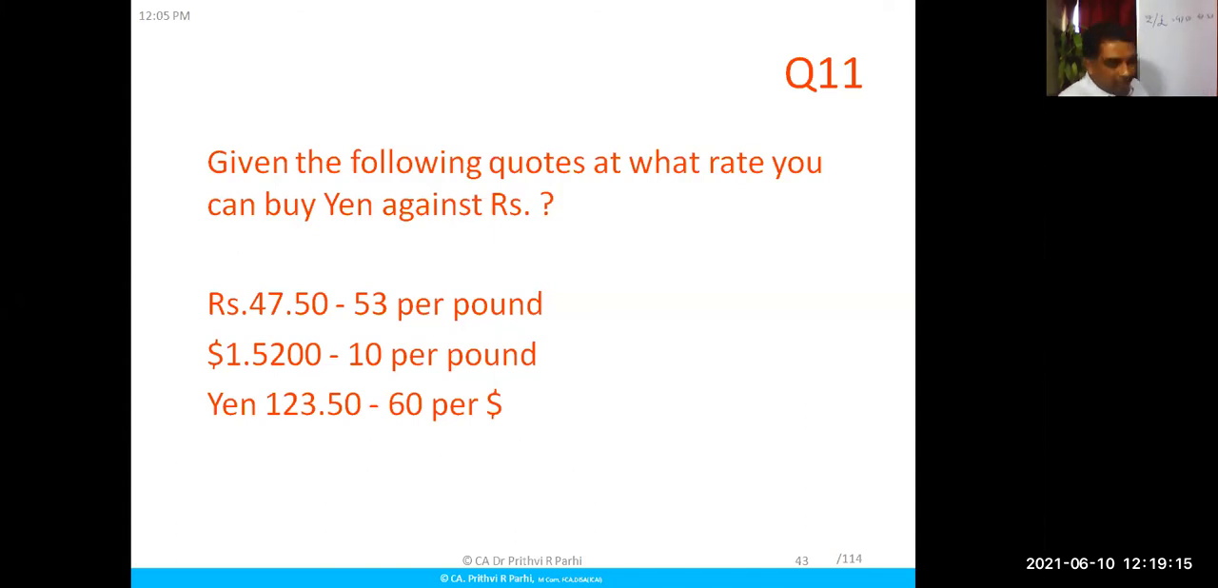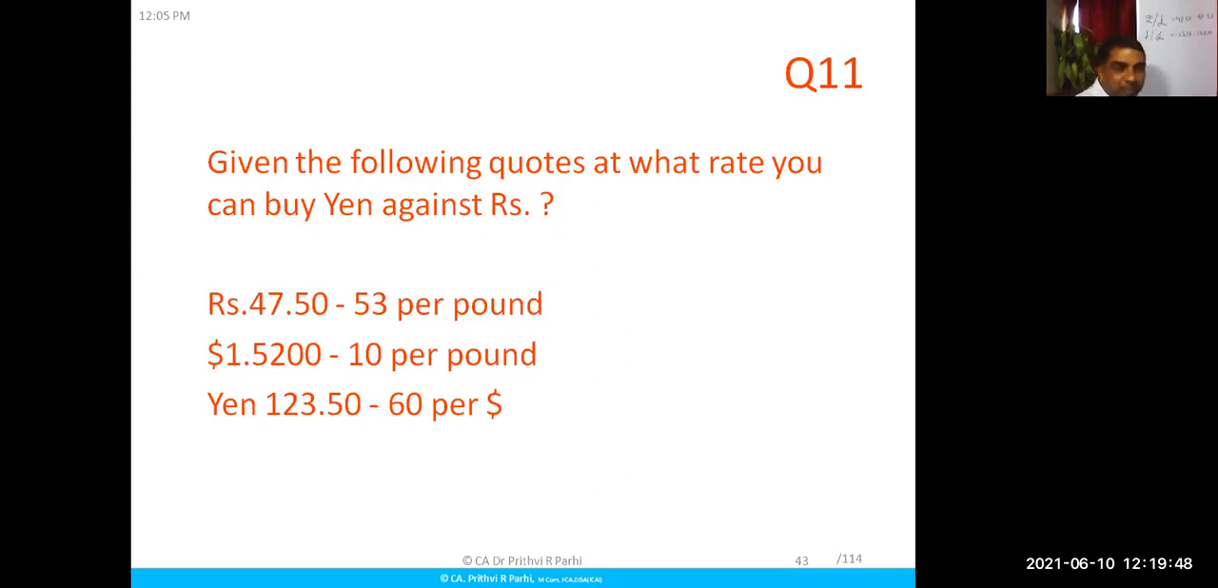What is the next code? What by what? Can any other person reply? Anybody else? Dollar by pound, because here it is saying per pound. Next it is dollar by pound. So once you have converted these codes into numerator denominator form, the question becomes easy. Then how much is it? 1.5200, then 1.5210.